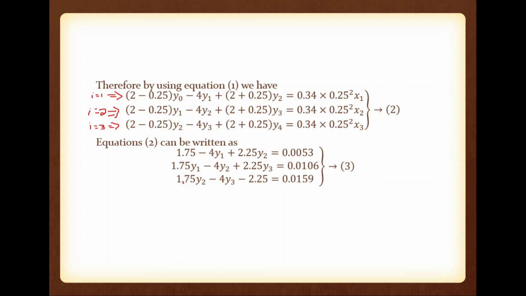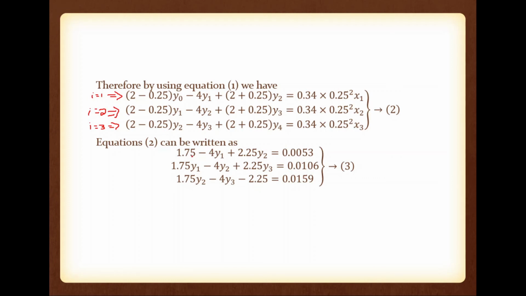2 minus 0.25 is 1.75 minus 4 by 3. Now what about this one? This is 2.25 into y4 is minus 1. So we have minus 2.25 equal to, now this one is 0.34 into 0.25 square into 0.75. So we have 0.0159 after rounding. So this is equation number 3.